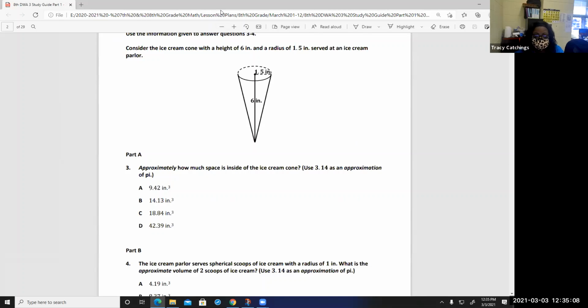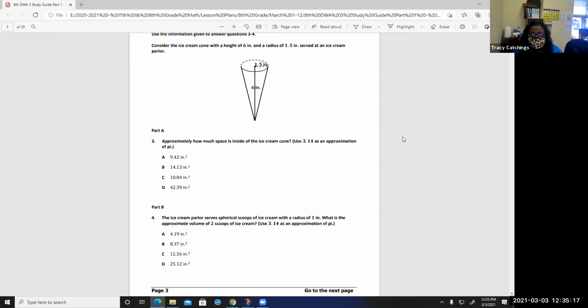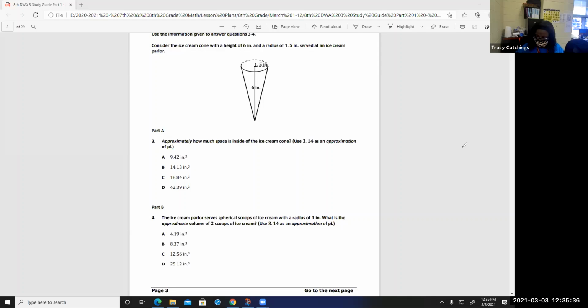All right, this one had 2 parts. I'm gonna try to get it all on one page. All right, someone want to read to us the beginning and through? Consider the ice cream cone with a height of 6 inches and a radius of 1.5 inches. Approximately how much space is inside of the ice cream cone? Use 3.14 as an approximation of pi.